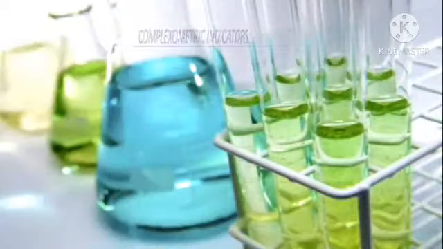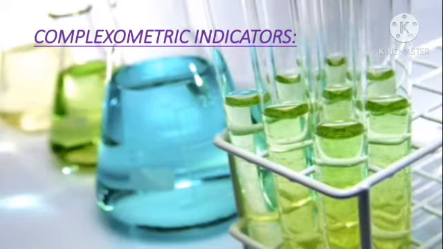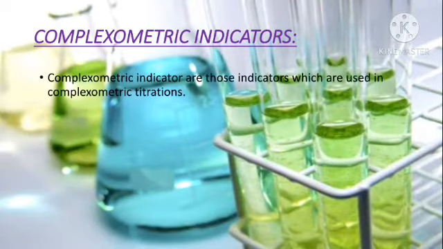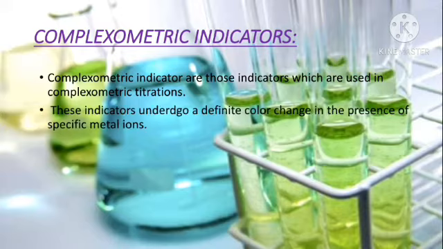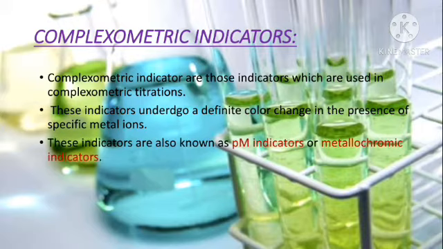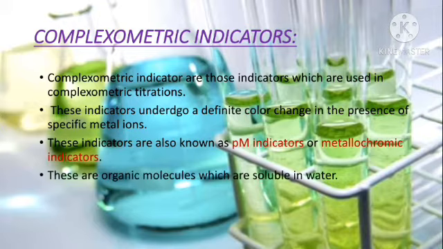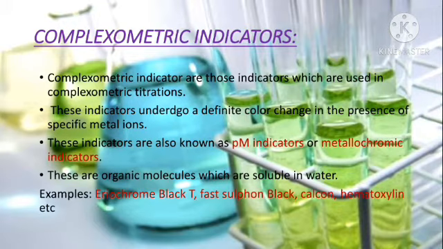Now I am going to discuss complexometric indicators. Indicators which are used in complexometric titration are called complexometric indicators. These are organic molecules which are soluble in water. These indicators undergo a definite color change in the presence of specific metal ions. Examples: Eriochrome black T, calcon indicator, fast sulphon black, hematoxylin.